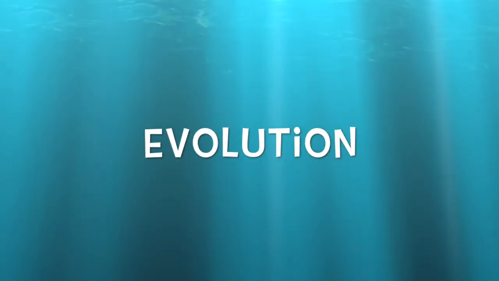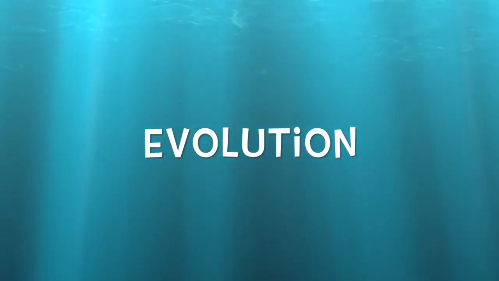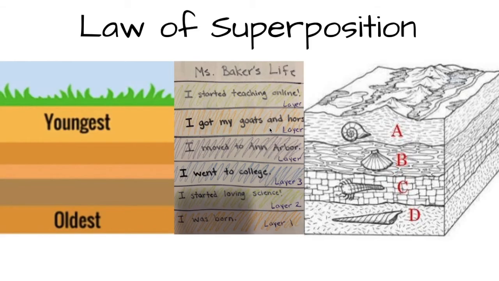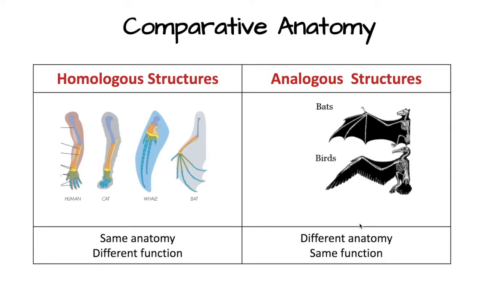Back to our evolution unit. So far, we've learned about 3 big ideas. 1. Geologic time. The Earth is really, really old, and scientists divide the time into different eras. 2. The law of superposition. The idea that the lower you dig, the older rocks are, and so the lower you find a fossil, the older it is. And 3.